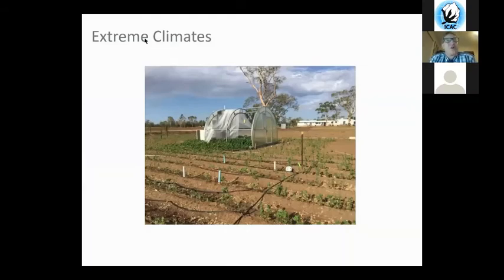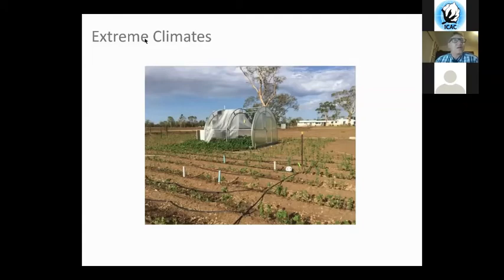I wanted to emphasize the example of a system approach. When we talk climate change, we're not just talking about increases in temperature and CO2, we're also talking about extreme climates. And in Australia, this is an example: this was our climate change facility after a serious hail and windstorm. And that's something we certainly have to contend with.